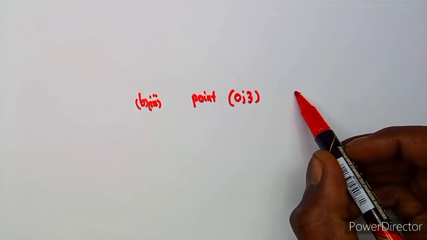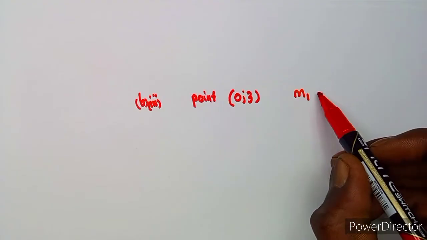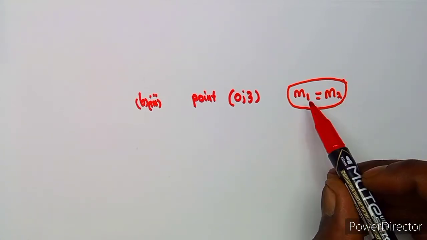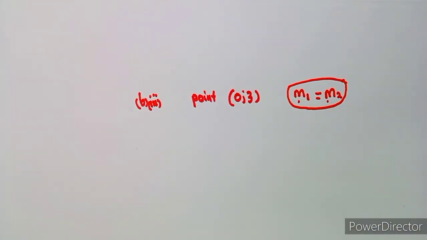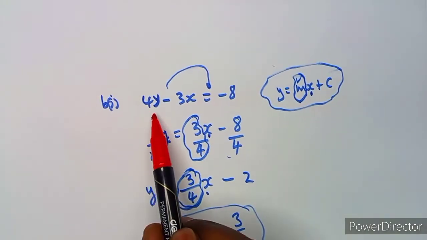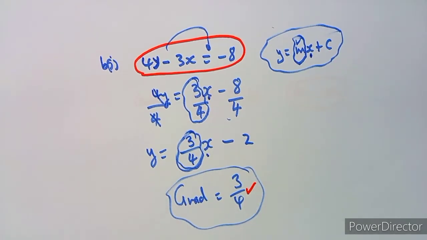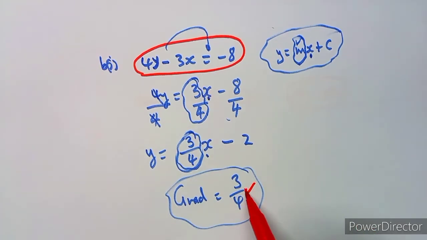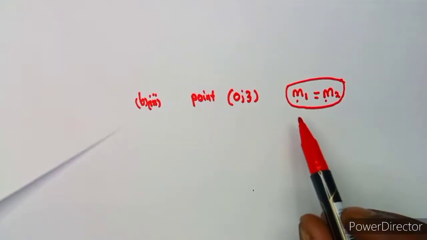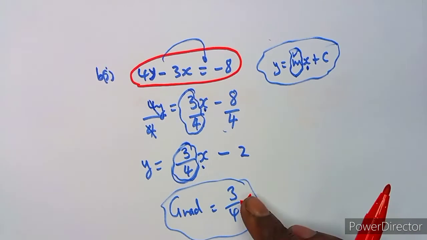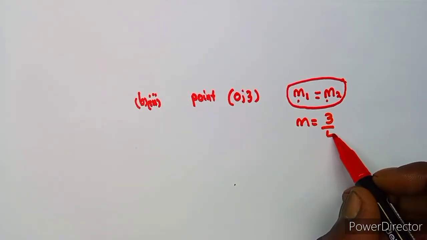So which means if I am given the first line and the second line, these two have got the same gradient. Remember I told you that m represents what? Gradient. So what does it mean? It means I have to go back here because it is the same line that we worked with before, and we obtained a gradient of 3 over 4. So I am going to take this as my gradient because we are saying the gradient is the same. That is our gradient. All right.